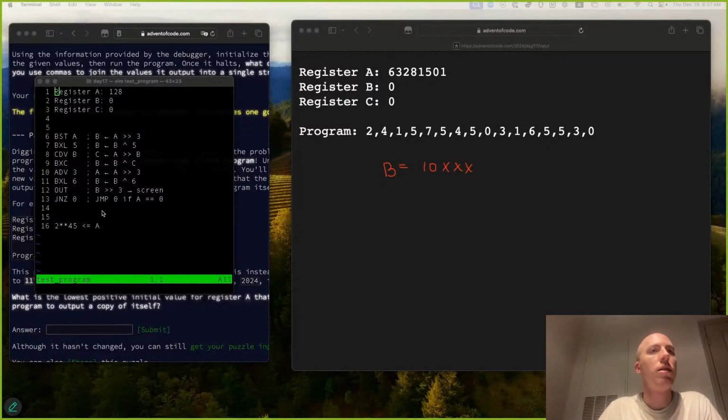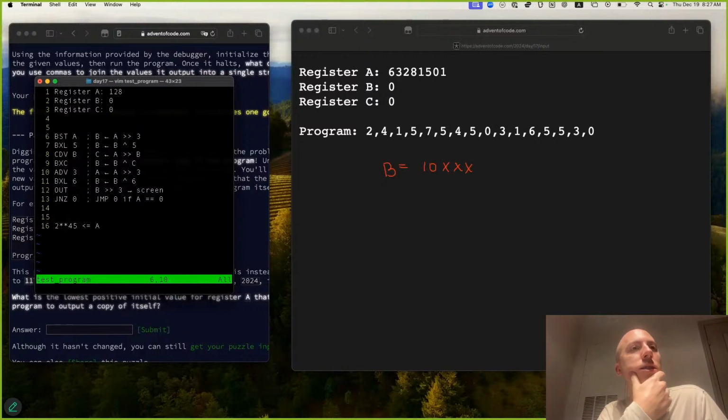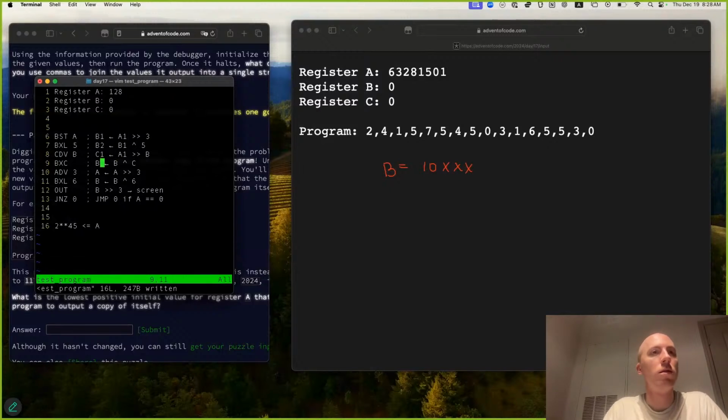I think it might be helpful just to maybe label these so I don't have to keep rewriting out the equation. So call this B1, A1. So now B2 is equal to B1, and then this is A1. Yeah, sure. All right. Whatever, C1. It's going to be shifted over by B2.